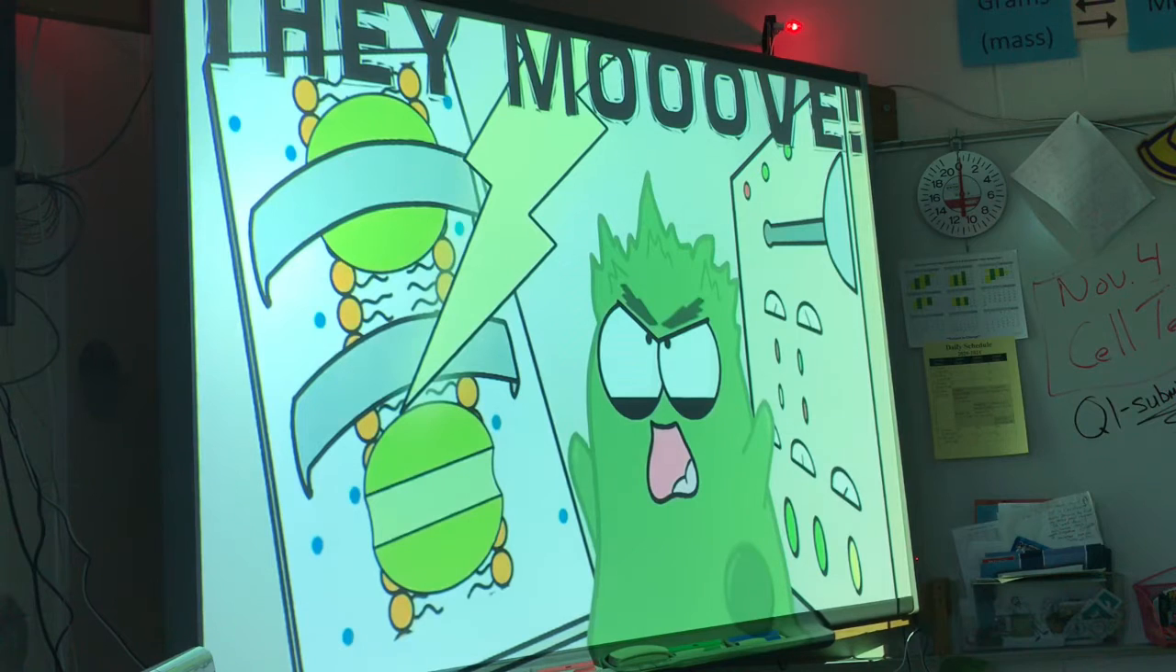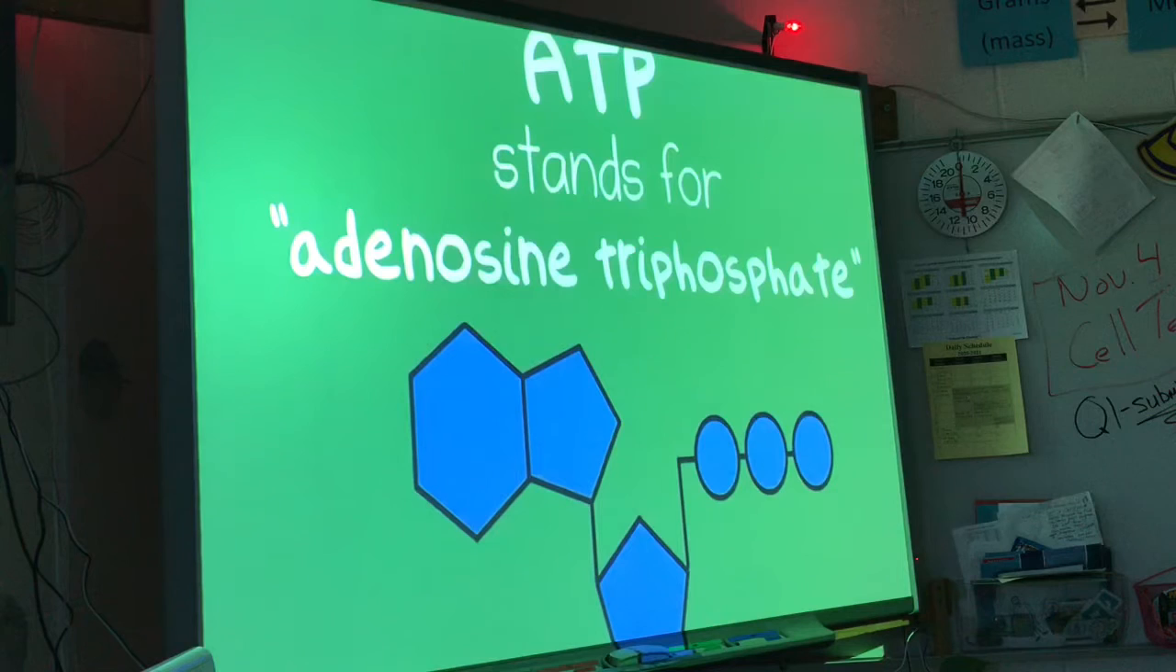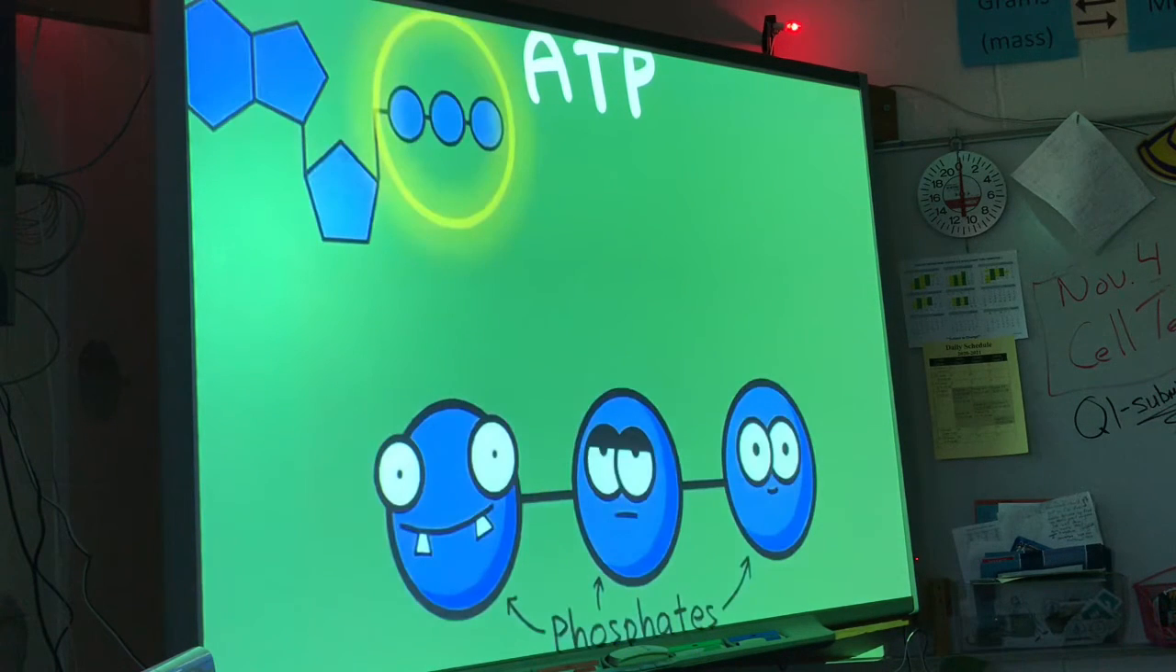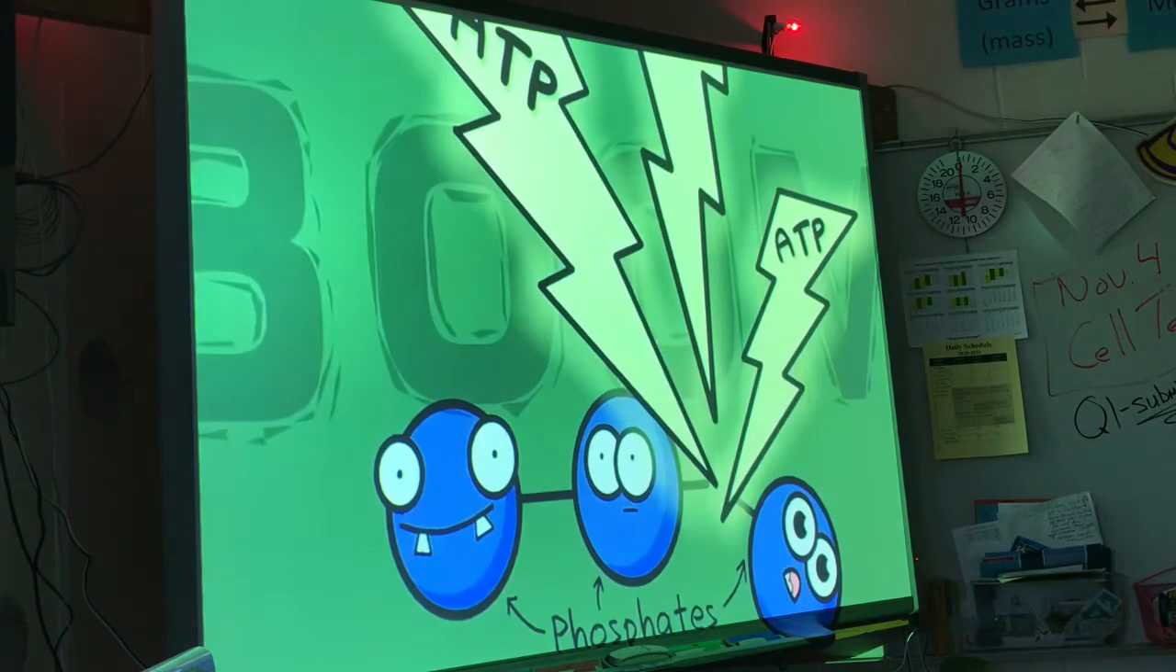Movement of molecules from low to high concentration will take energy because that's against the flow. Typically, it's going to require ATP energy. A reminder that ATP, adenosine triphosphate, has 3 phosphates, and when the bond for the last phosphate is broken, it releases a great amount of energy.